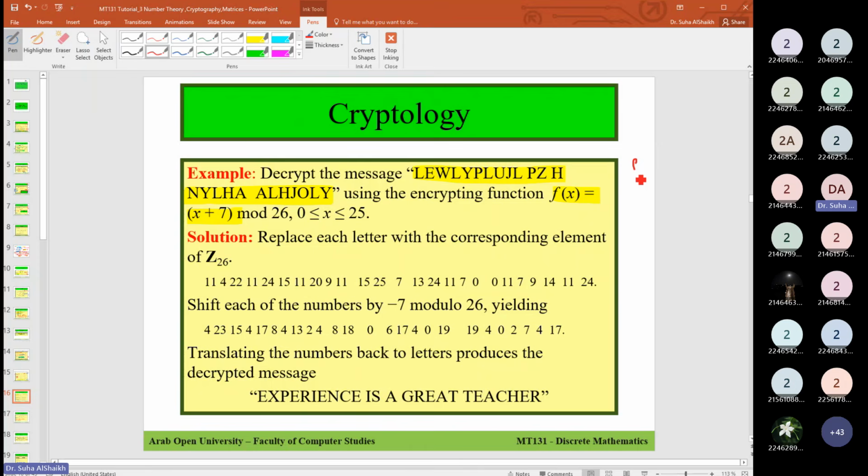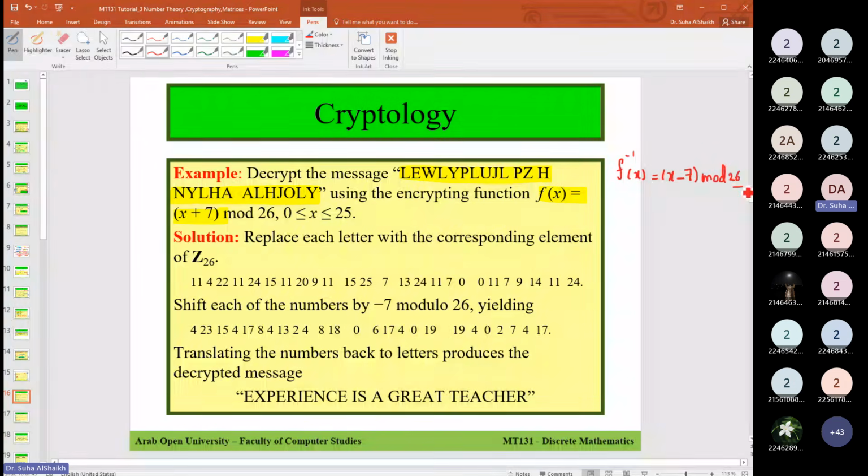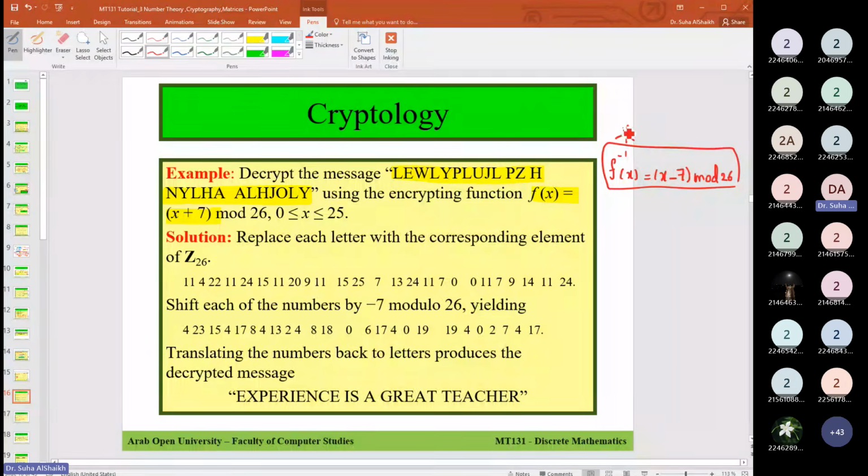So what will be the inverse function? What will be the decryption function? It is x minus 7 in this case mod 26. So this is the function we are going to use. The first step, I have letters. Each letter I'm going to change into a number. So those are the numbers that we have. The second step, I'm going to subtract 7. We will keep on subtracting 7.